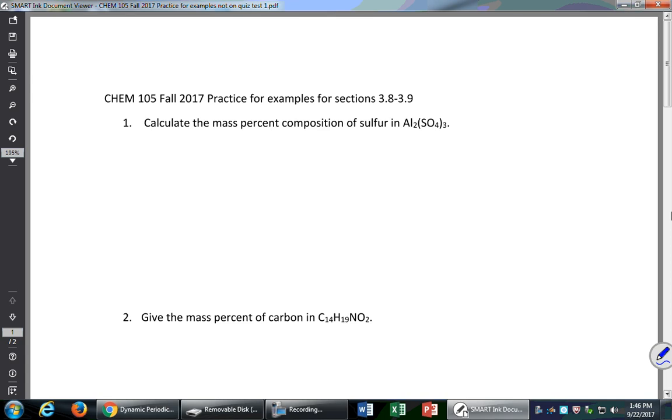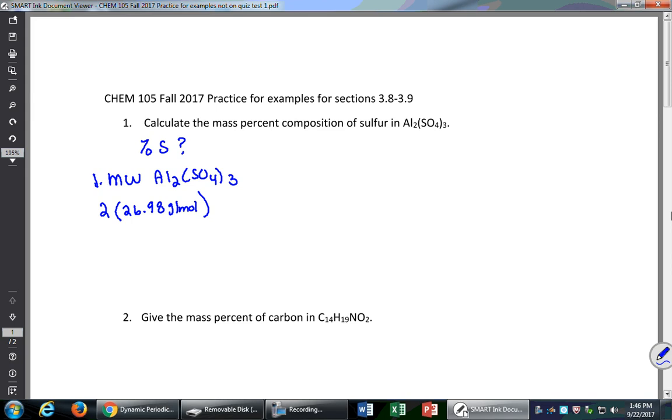Okay, so we want our percent composition of sulfur, and we're given our formula. So the first thing we need is our molar mass of our formula. So we could do that. We have the periodic table. So the molecular weight of Al2(SO4)3. So aluminum, we can look on the periodic table. We have 2 of them. So 26.98 grams per mole.